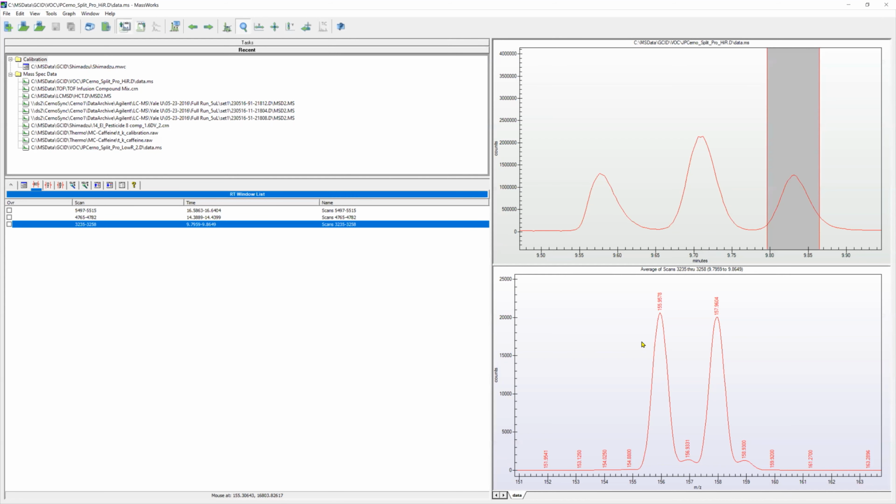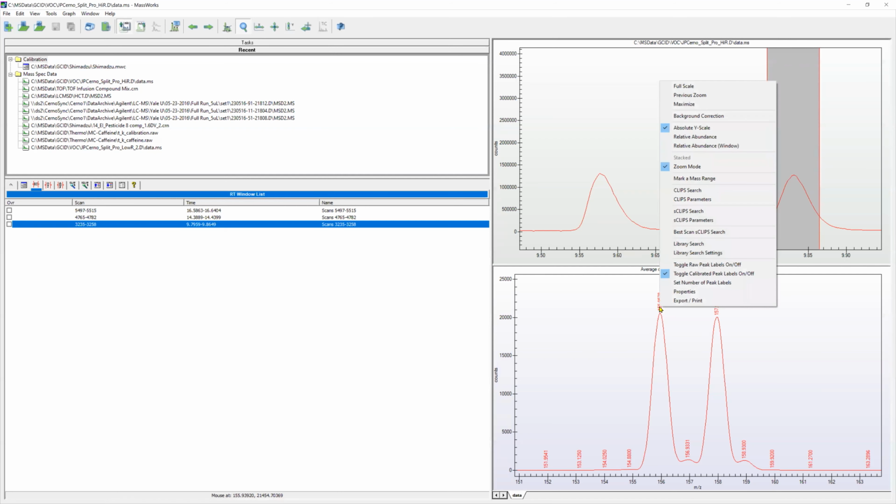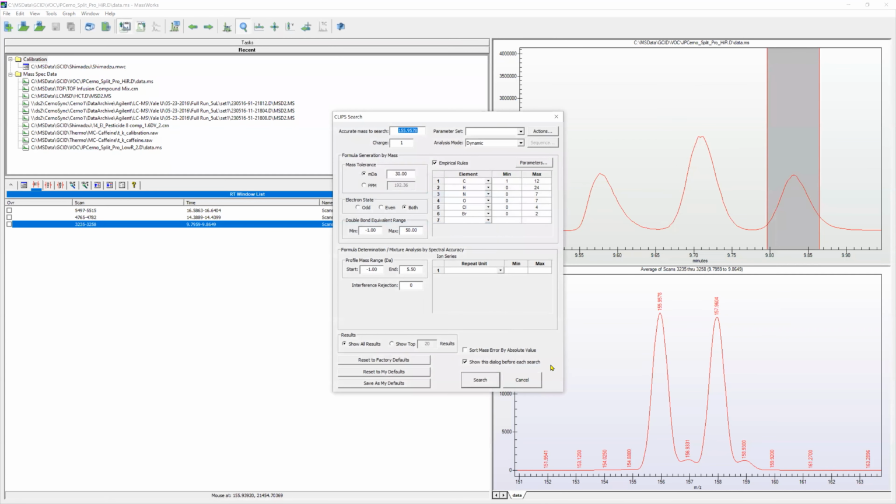Now, in a high resolution instrument, what you would normally do if you want to identify the formula, if we didn't know what this was, is go into the software, and in our software, we call this clip search. We'll talk a little bit about why we call it clips.